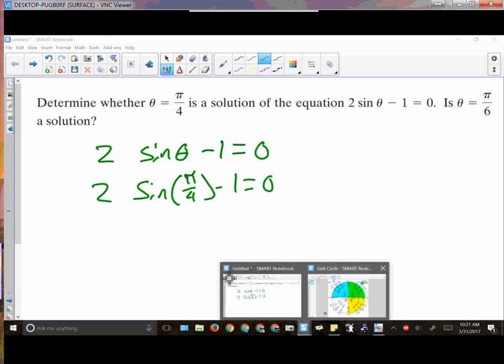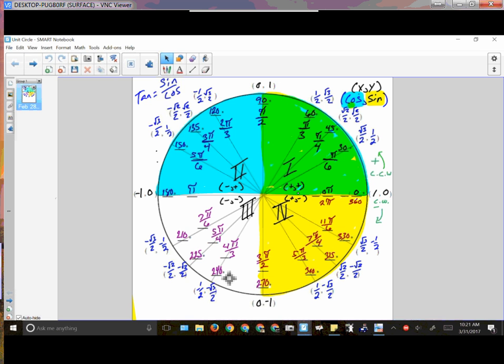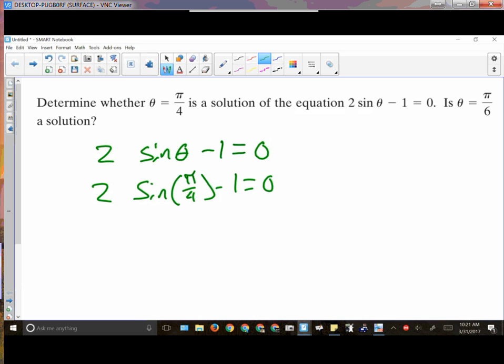Go back. We take a look. Pi over 4 is here. Sine is square root 2 over 2. So that means I have 2 times square root 2 over 2 minus 1 is supposed to be equal to 0. 2's cancel out. Square root of 2 minus 1, is that equal to 0? No, can't happen. So that's not going to work.